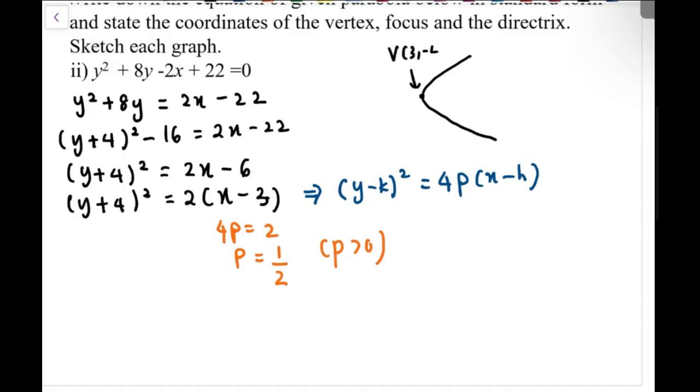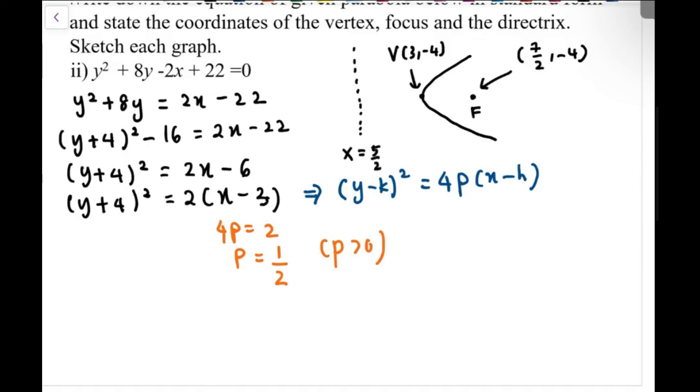Remember, focus lies inside of parabola. So in this case, x coordinate yang akan bergerak. So dia akan dapat 3 plus with half. So we get 7 over 2, negative 4. Okay. Directrix will be opposite of it. So now dia dah jadi garisan X. So ingat X juga yang bergerak. So 3 minus half. That's why we get 5 over 2.